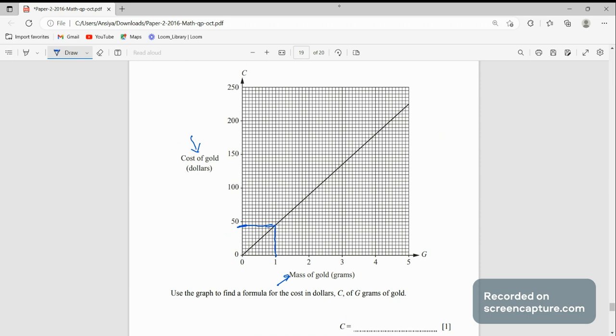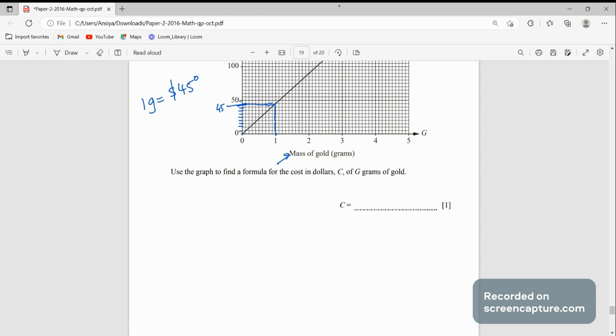So I think if this is 1, 2, 3, 4, we cannot go like that to reach 50, right? We go 5, 10, 15, 20, 25, 30, 35, 40, 45, and 50. So this is 45. So from the graph, I am understanding that 1 gram of gold costs $45. Okay, we will see what's the real question.